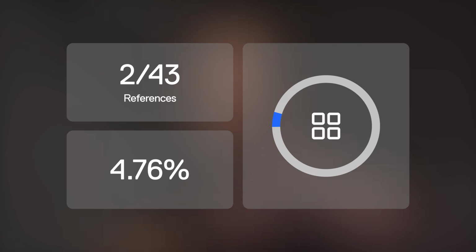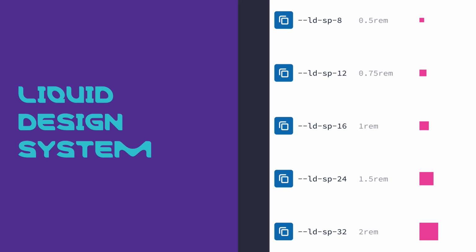Now, the least used approach was pixel values. 2 out of 43, or 4.76% of the references were using this. This approach names spacing increments based on the actual pixel values. For example, if we look at the Liquid design system, you can see space 8 is 8 pixels and space 16 is 16 pixels.